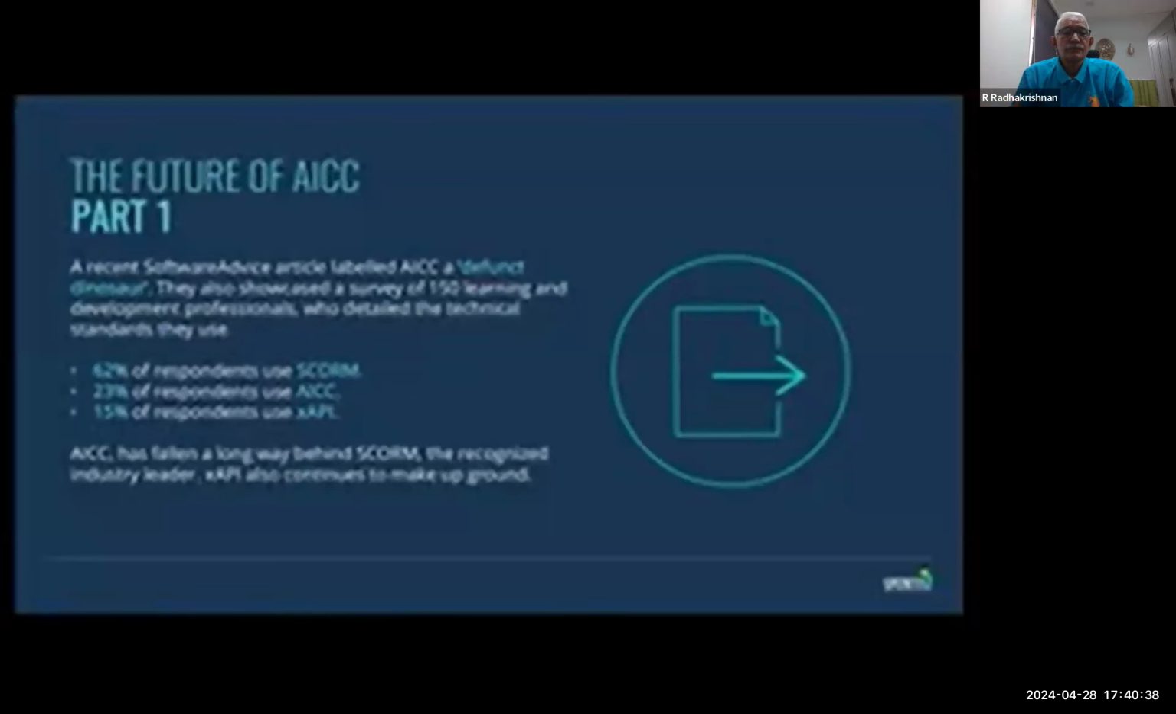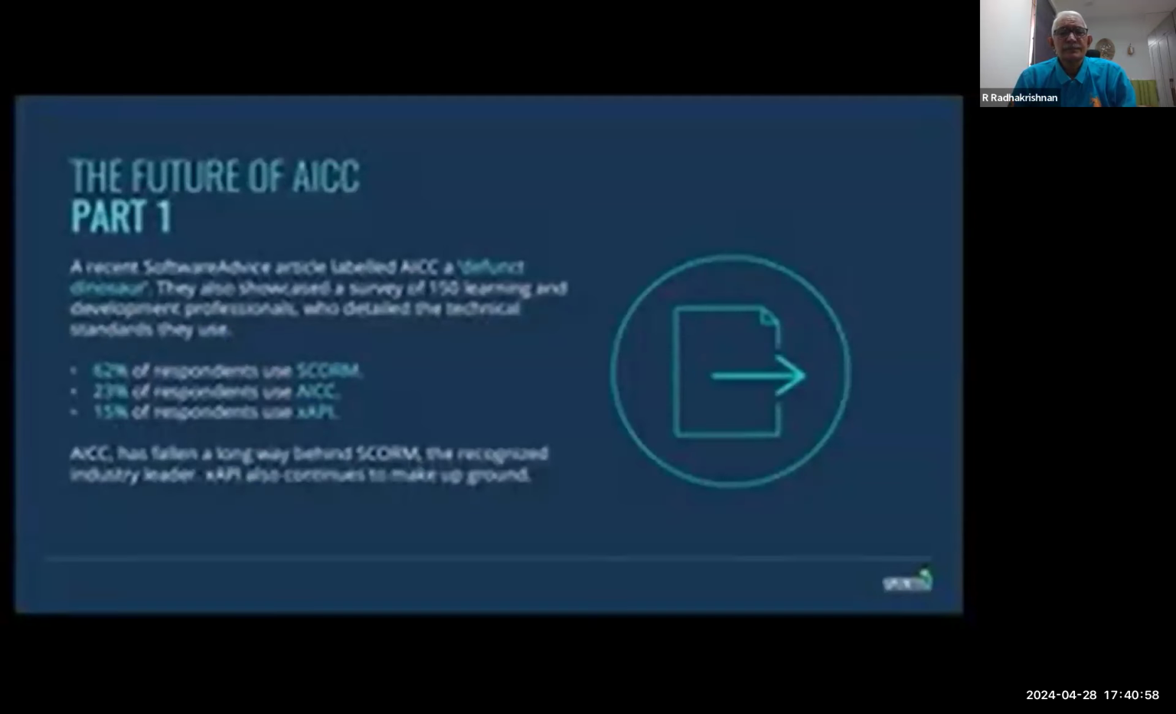62% of respondents use SCORM. 23% of respondents use AICC, but again, this is only in the US. So this is not a common standard that is asked for if purchasing is coming out of either Europe or Asia. This is really only in the US. And then 15% of respondents use xAPI. So we are seeing the shift of balance. AICC is moving away, xAPI is coming up, and SCORM is going down. So that's what we're generally seeing in the market.